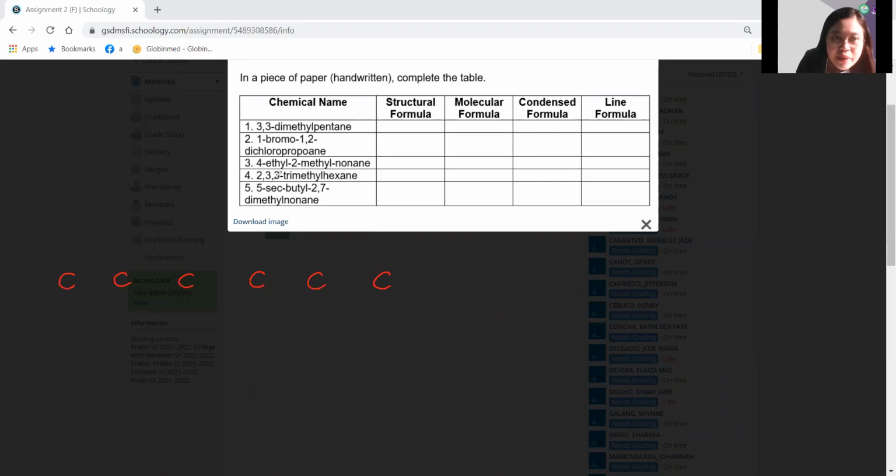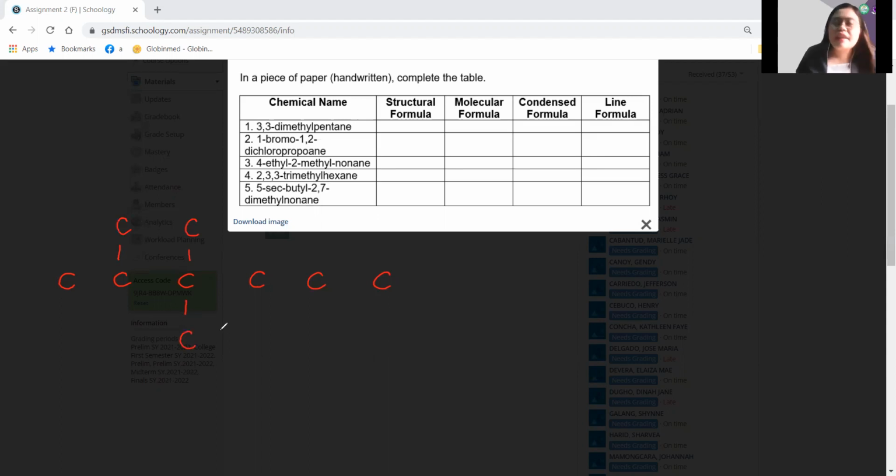So our substituents, 2, 3, 3, trimethyl. Trimethyl means tatlong methyl, but they are connected first at carbon number 2. This is carbon number 1, so this is carbon number 2. And then the other 2 na methyl are connected at, they are both at carbon number 3. So yan yung mga substituents natin.